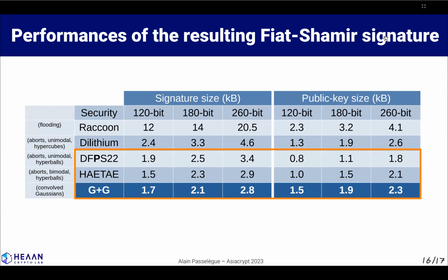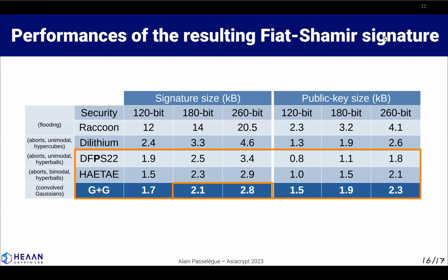The actual fair comparison is the two lines TFPS 22 and 810, which are recent proposals based on hyperballs, which is the most efficient distribution, with aborts and using either linear or binary setting. And as you can see, G plus G is actually comparable in terms of performance with them.